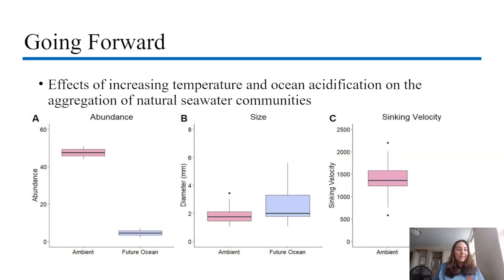And then as I finish out the rest of my PhD, I'm hoping to look at how this affects both the microbial communities present under these conditions and any effects on the TEP composition and exudation.